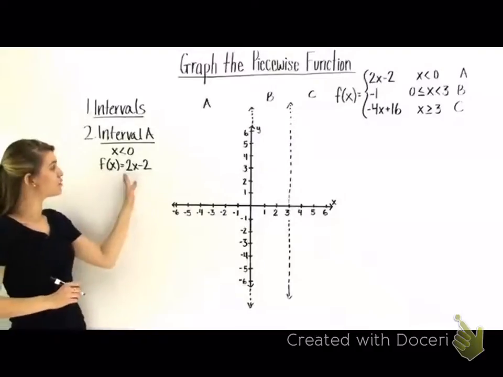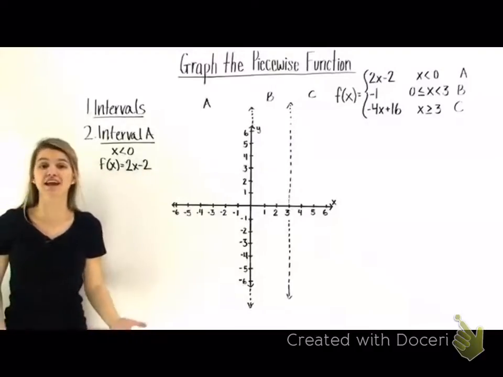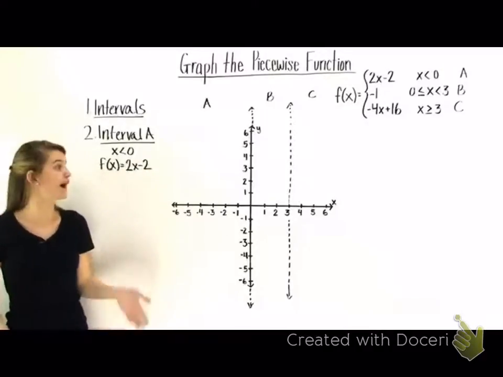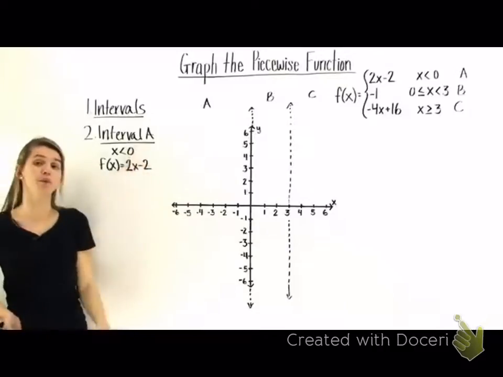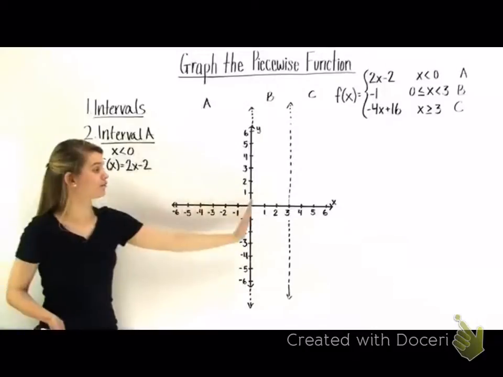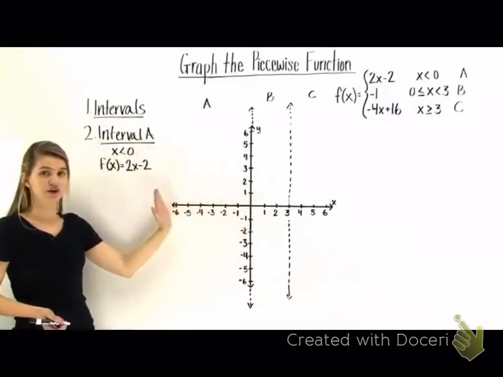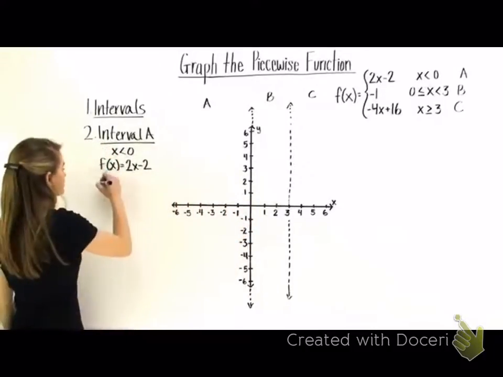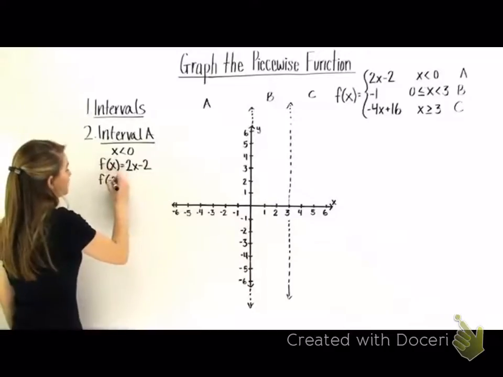If we want to know what values for x to try, we can try any x values we want, and we can find the value of y. But we might as well pick points within our interval or on our endpoints, since we're only going to be graphing on interval A, for x less than 0. So let's go ahead and pick something less than 0. Let's go ahead and pick negative 2.